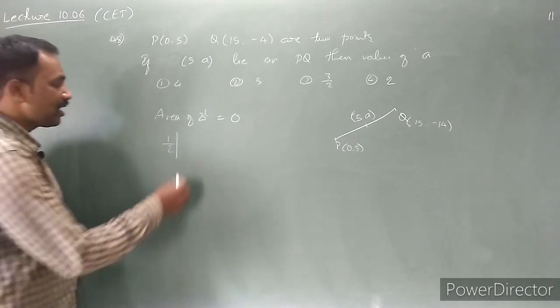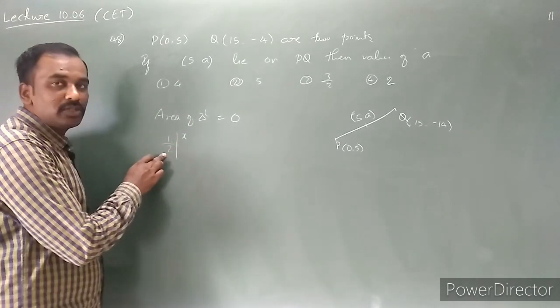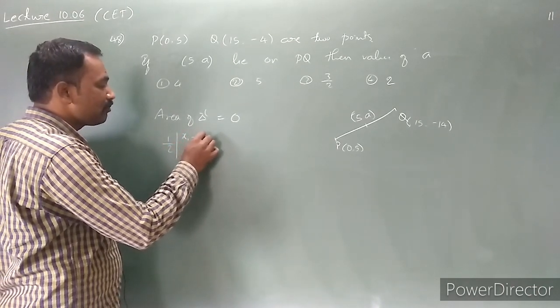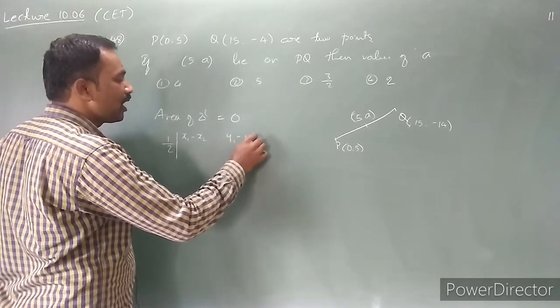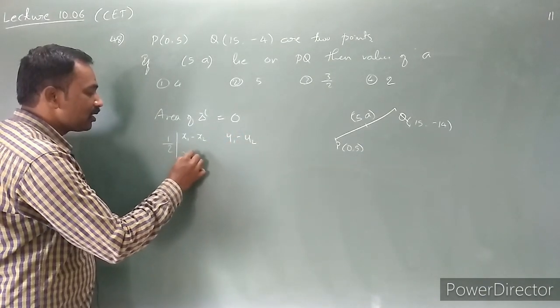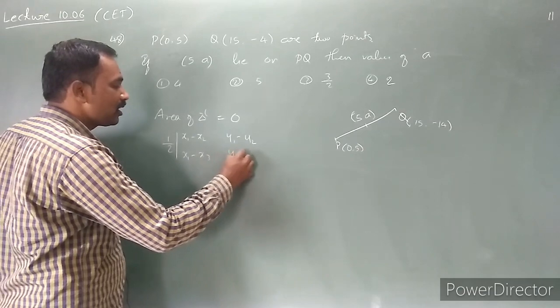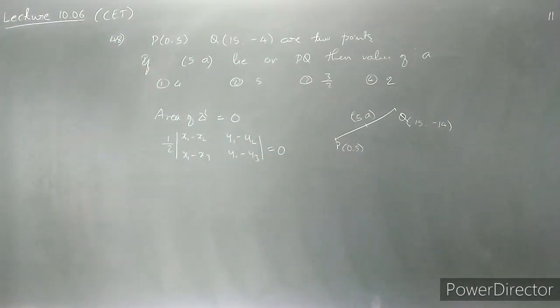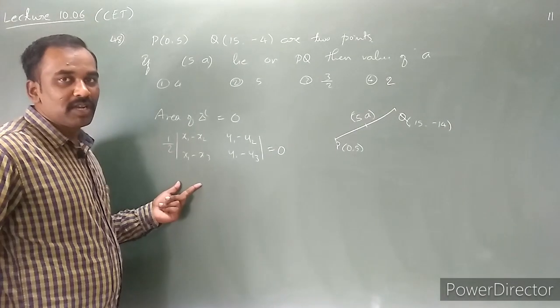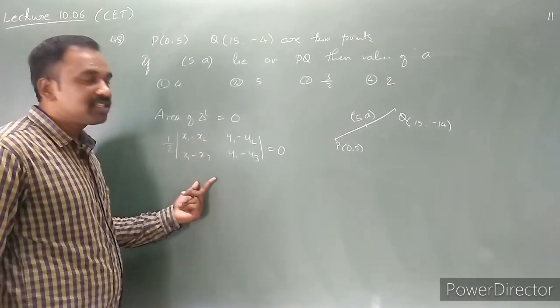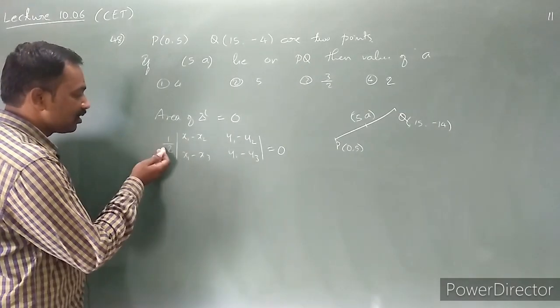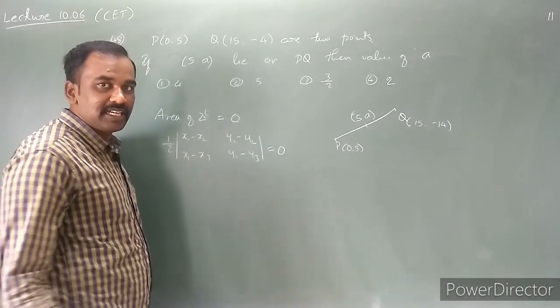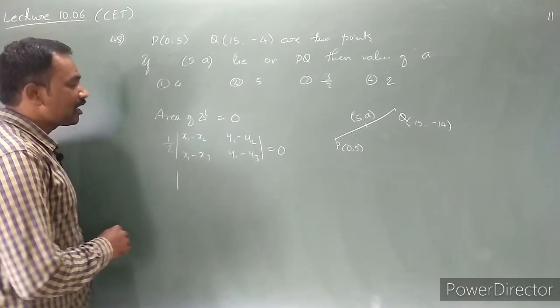Whenever 3 points are given, how do we find the area of the triangle? The formula is 1 by 2 times the determinant of first row x1 minus x2, y1 minus y2, second row x1 minus x3, y1 minus y3, equal to 0. This is the area of the triangle formula that people have already used. The 1 by 2 goes to the right-hand side and becomes 0, so no need to worry, just the determinant.